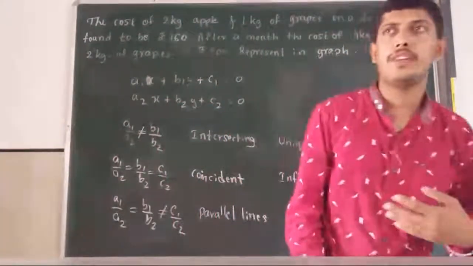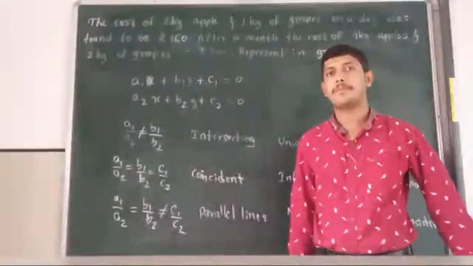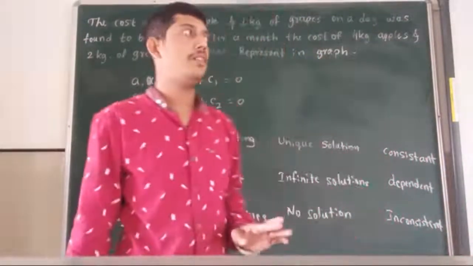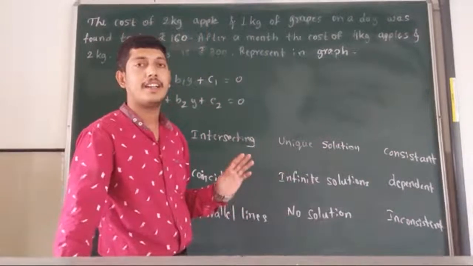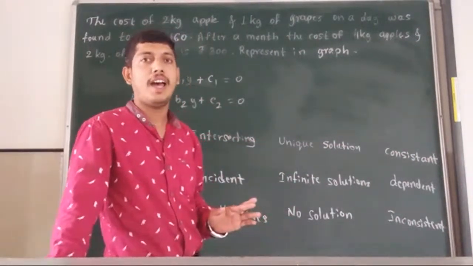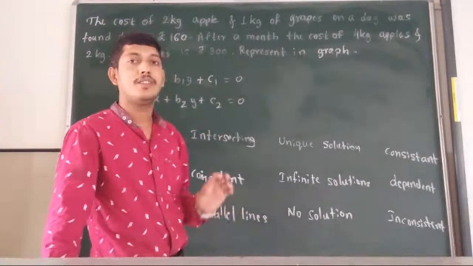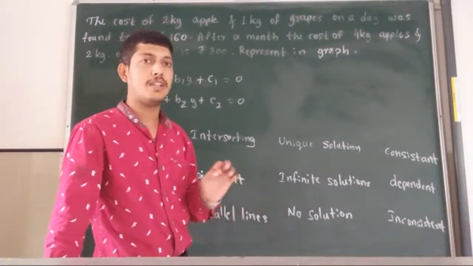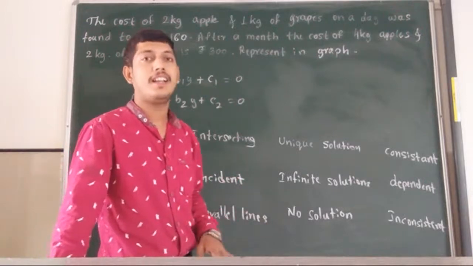Okay, so yesterday we solved this kind of problems. At the end of the last class, we got one graph, and both the lines are intersecting in that graph, and I told you that it has a unique solution. And I also told you that I will explain that in the later class.